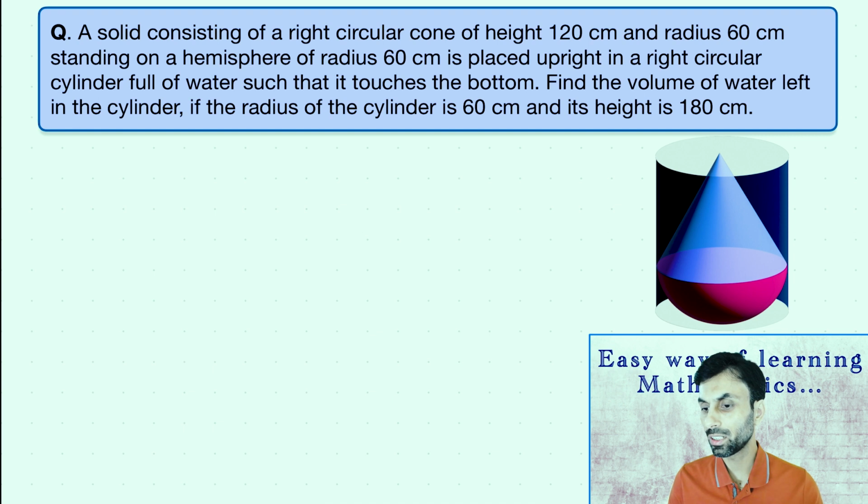The next question is, a solid consisting of right circular cone of height 120 centimeter and the radius 60 centimeter standing on a hemisphere of radius 60 centimeter is placed upright in a right circular cylinder full of water such that it touches the bottom. Find the volume of water left in the cylinder if the radius of the cylinder is 60 centimeter and the height of it is 180 centimeter.